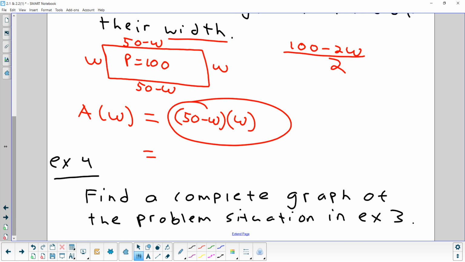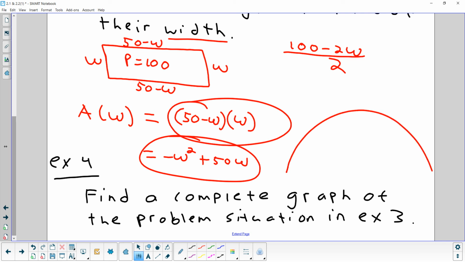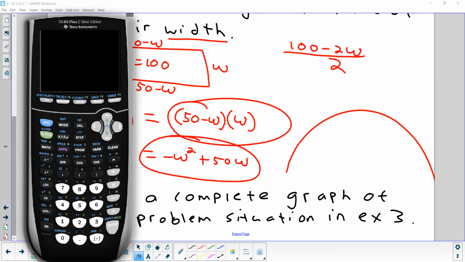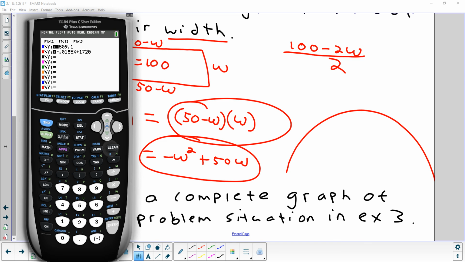And you could multiply that out. Negative W squared plus 50W. So what's going to end up happening is it's a parabola, and putting a negative in front, we learned last week, reflects it. So it's going to look like this. So let's see if we can find a complete graph. So we've got negative, remember you have to use the variable x on the calculator, plus 50x.